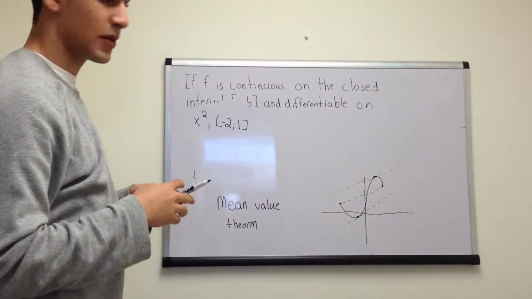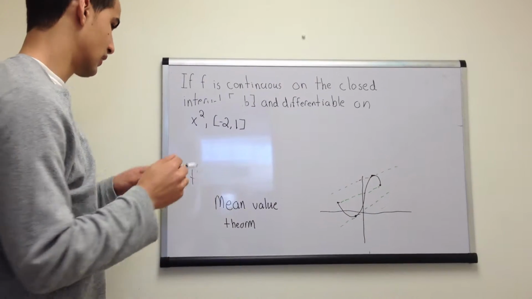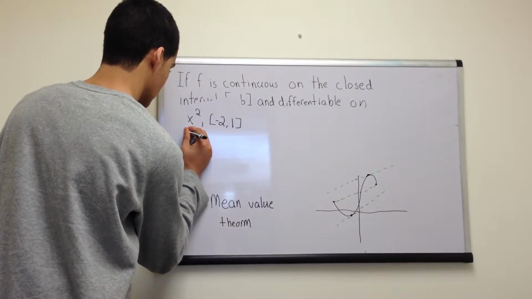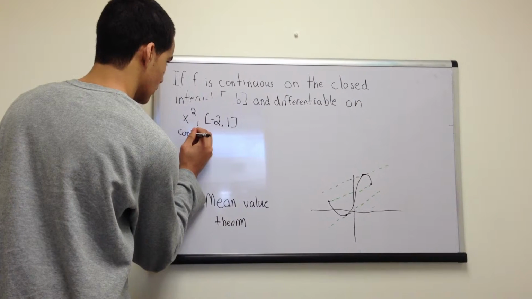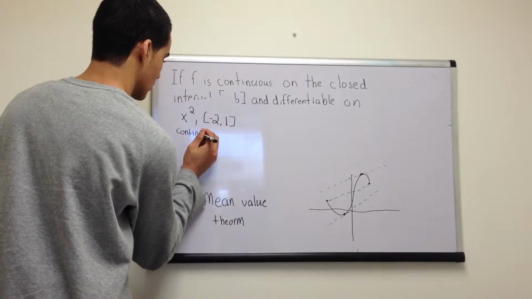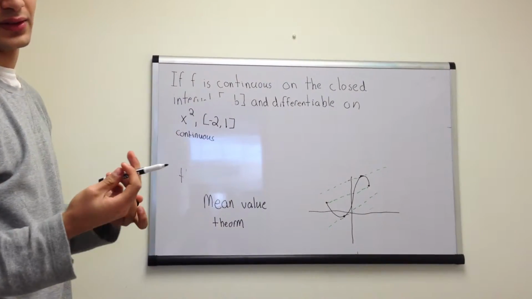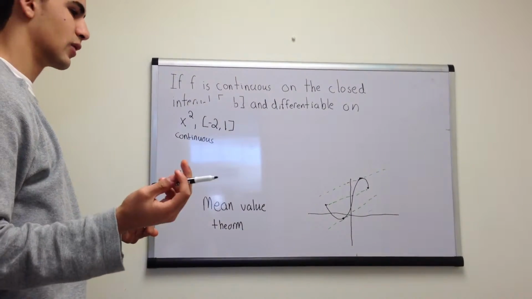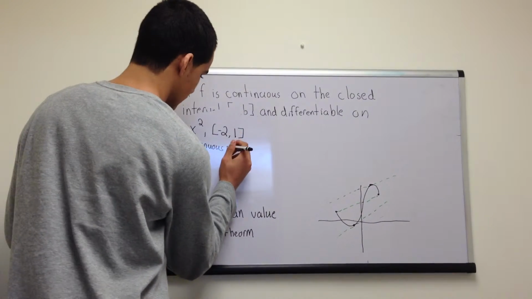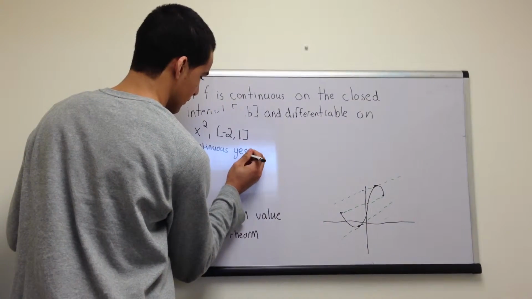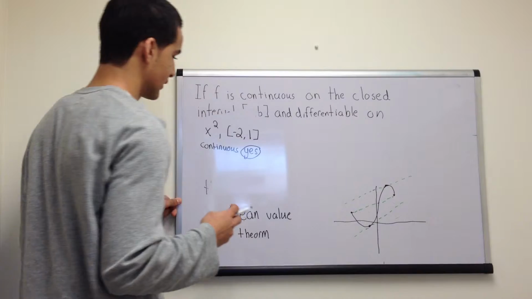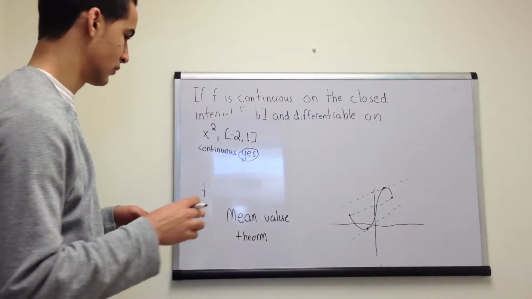Alright, so the first step, same thing as Rolle's theorem, is we have to see if it's continuous. Obviously, the first thing that pops out is that it's a polynomial. So of course it's continuous, so yes. So that's the first step. Next thing, let's see if it's differentiable.